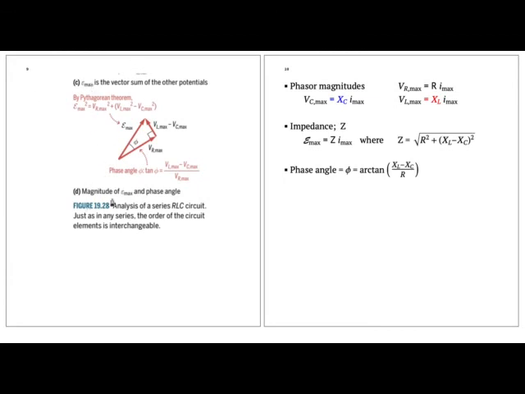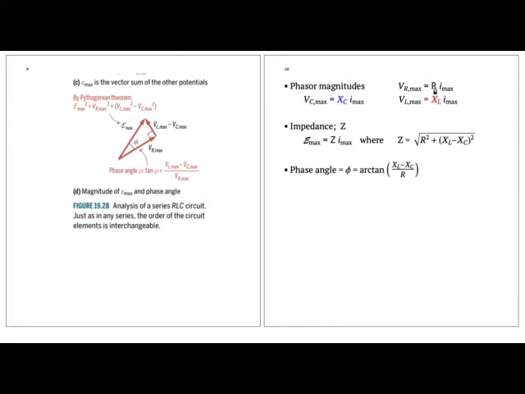Okay, we've already studied this. We can write these potential differences in terms of the reactances. VR max is just the resistance times I max. VC max is the reactance for the capacitor times I max. And VL max is the reactance times the current. It's the same current in the resistor, the capacitor, and the inductor. So I max is the same for all three, but the potential differences are different because of the different reactances.